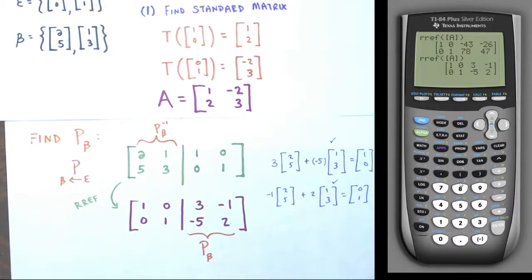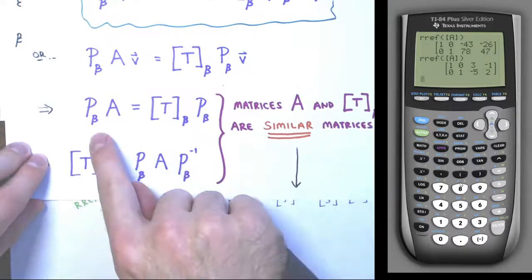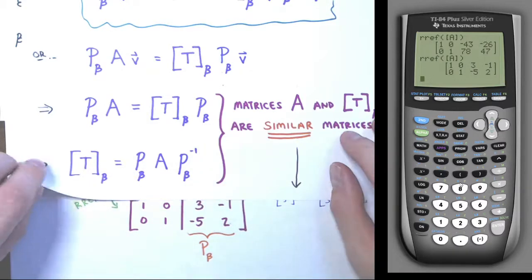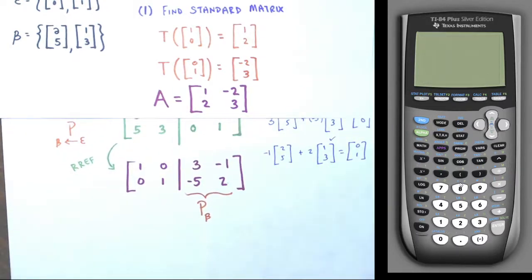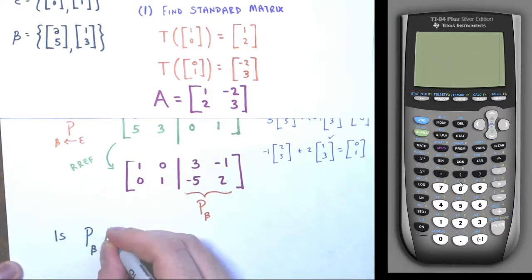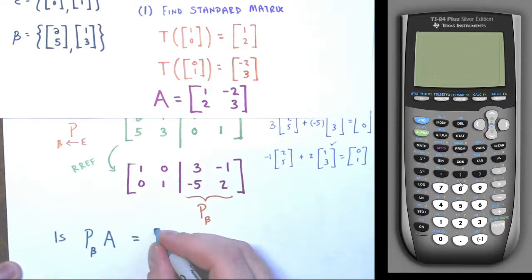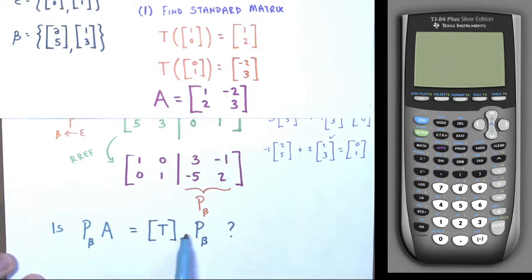Right. And let's test this out. Let's test this statement, to see that they are indeed equal. I'll check this statement first. It should work out if I've done everything correctly. So is PB times my standard matrix equal to that matrix representation with respect to B times PB again? If these are equal, then I have found an invertible matrix where this happens. That means A and this TB are similar.